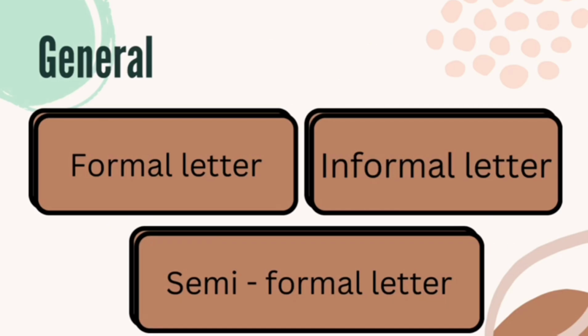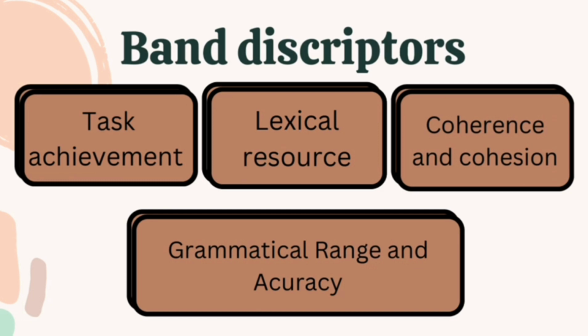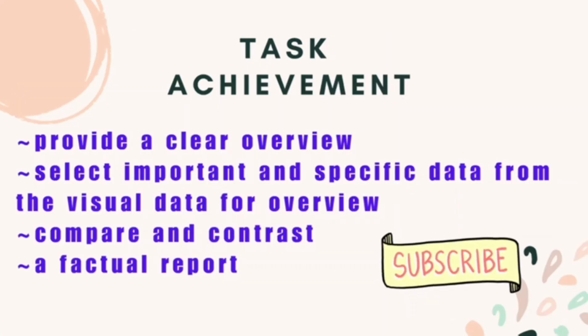For the general training writing task 1, three different types of letters, that is formal, informal and semi-formal letters, are given. Descriptors for both academic and general are common: task achievement, coherence and cohesion, lexical resource, grammatical range and accuracy. All these four are the marking criteria for writing task 1.